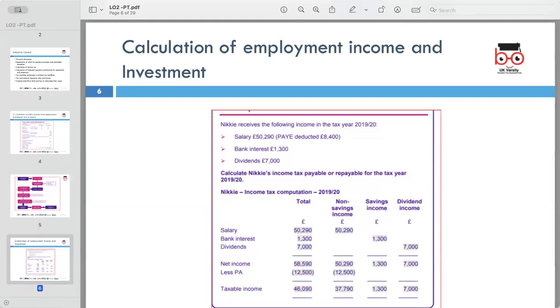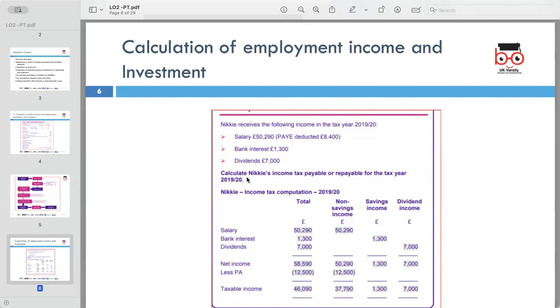is 58,500 and 90 pounds. So after deducting the personal allowances from her total income, Nikki's taxable income is 46,090 pounds. The taxable income is then split into non-savings income, such as salary, and savings income, bank interest and dividends, for tax calculation purposes.